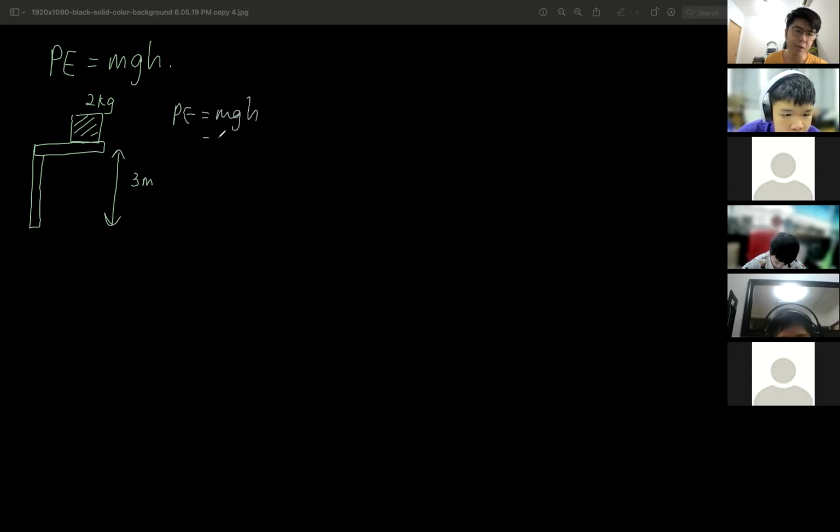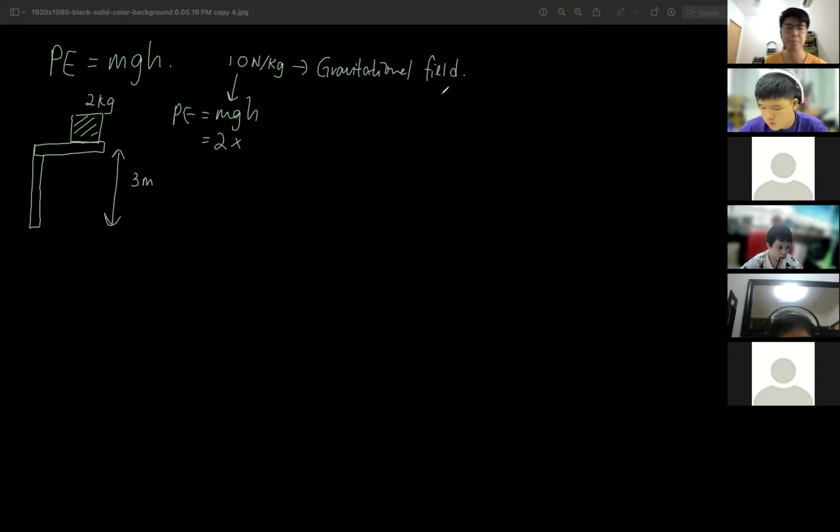mgh, so mass 2 kg times, what is the g? The g is what? Gravitational field strength. Yes, the g is gravitational field strength. So the 10 Newton/kg. It is a fixed number. So you always use 10 as long as you are on the earth. This is like the strength of the gravitational field of the earth. In some questions it will not straight away give us the gravitational field strength, so we need to calculate it.